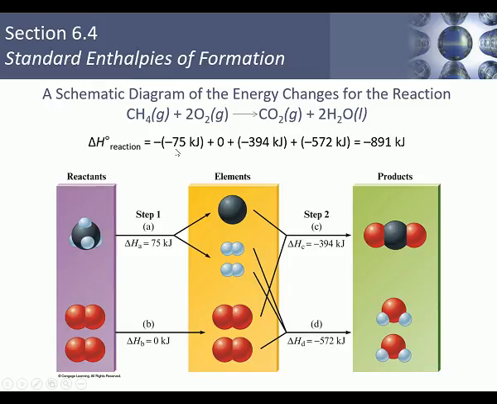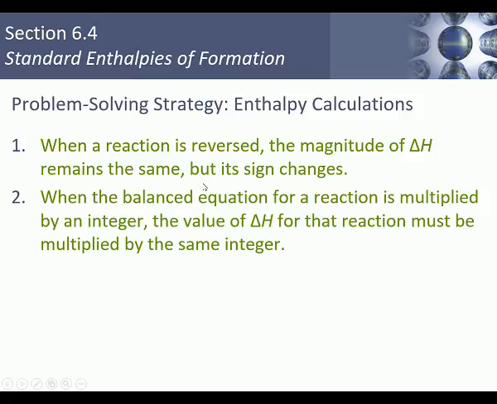Now, representing that in this equation, the delta H of the entire reaction: we have negative 75 kJ plus 0, this is a 0. We also have negative 394 kJ, and we also have negative 572 kJ. Summed up, it's going to be negative 891 kilojoules.